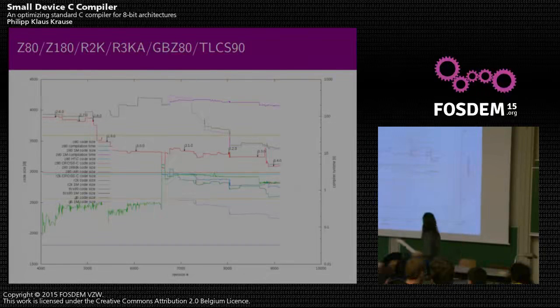Yeah. This yellow line is a non-free compiler targeting the Rabbit, so you have to compare with this line instead of those up there. So yeah, better there as well.